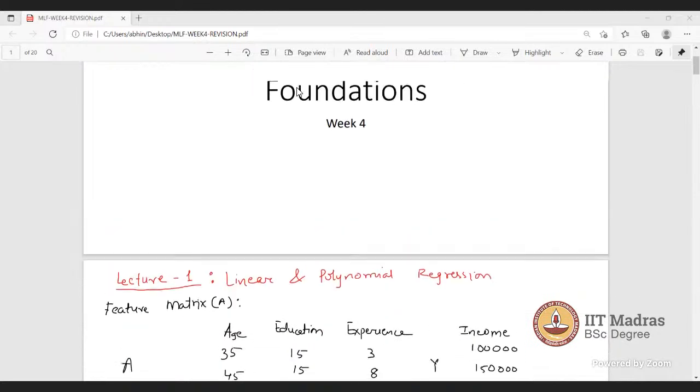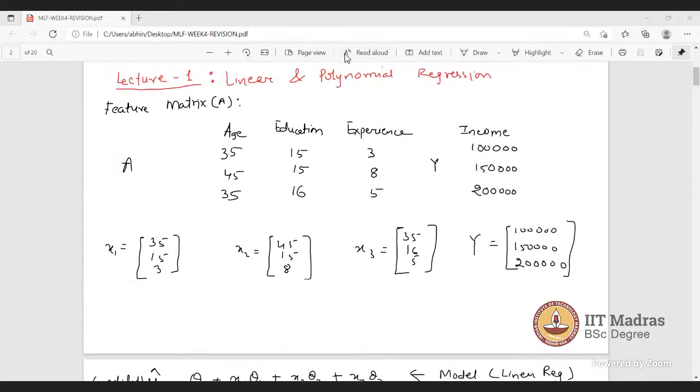In week 4, lecture 1, linear and polynomial regression is covered. There the feature matrix is introduced. So what is a feature matrix? We have covered all these things in the week 4 live sessions, the 2 sessions where all the concepts were covered, so I'm repeating it again.